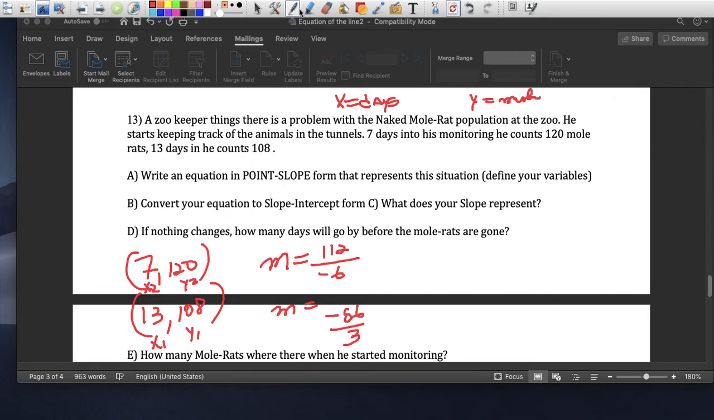Okay, so we know the slope is decreasing because look, at 7 days we had 120 moles, and in 13 days it had 108. So definitely the population is decreasing. So we're going to get a negative slope. So that's okay.